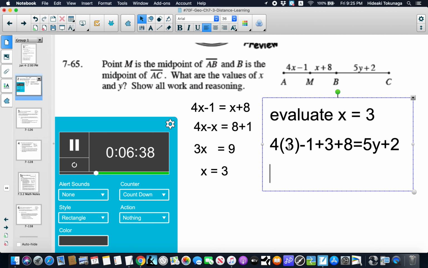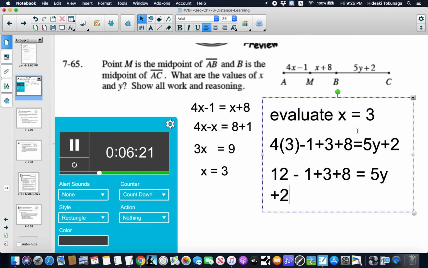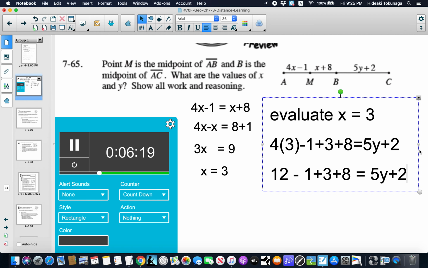So 4 times 3 is 12, minus 1, plus 3, plus 8, equal to 5y plus 2. Okay, so the left hand side will be 11, and 11 plus 3 is 14, plus 8 is 22. So this is going to be 22.